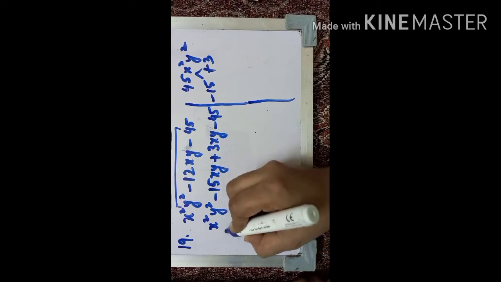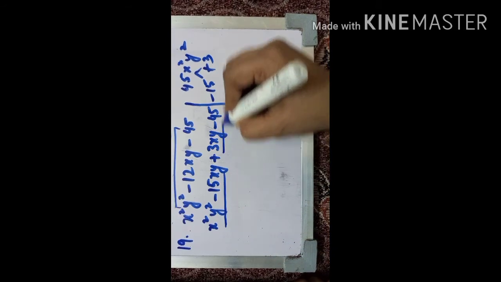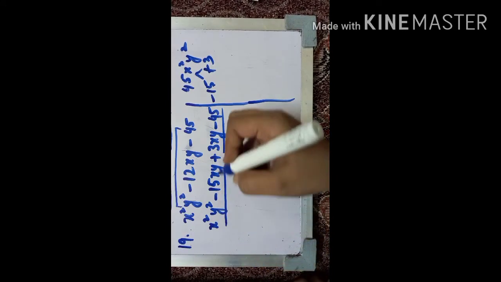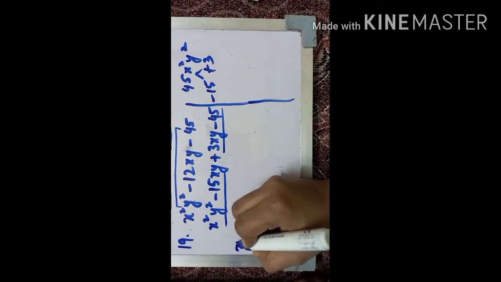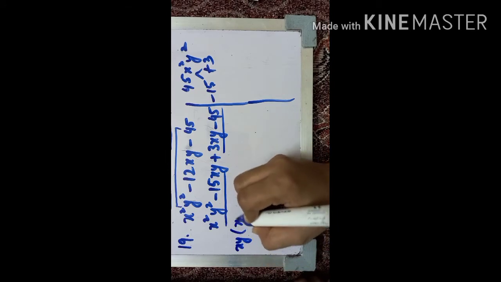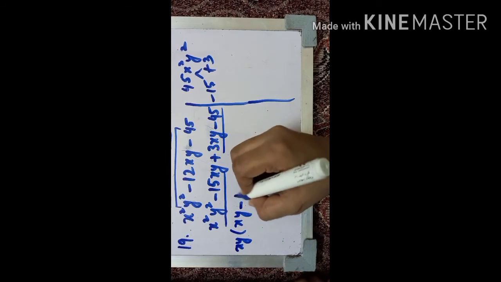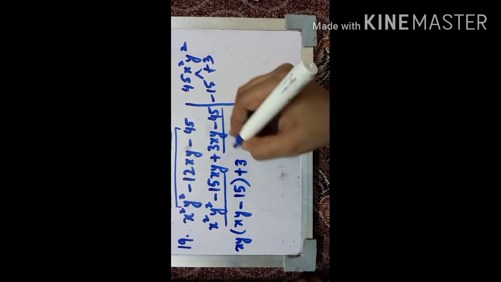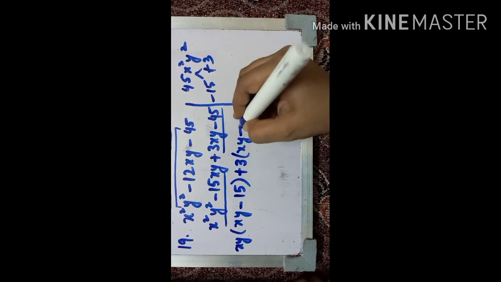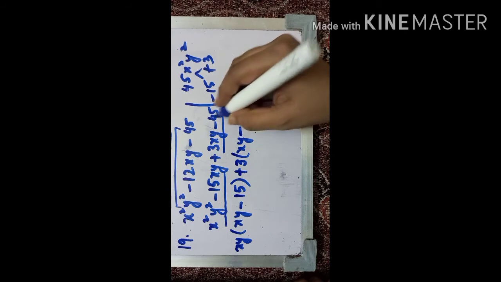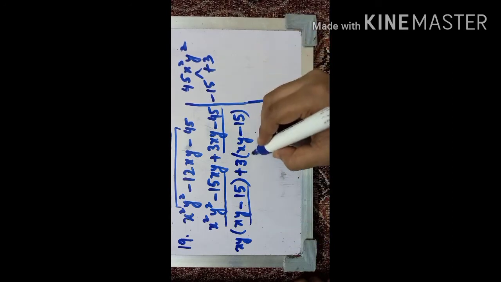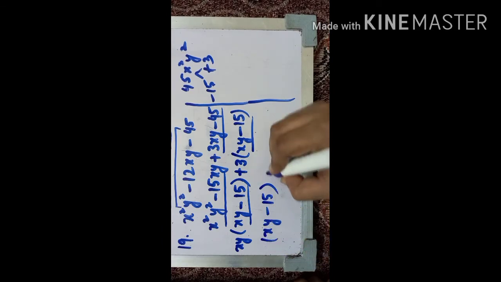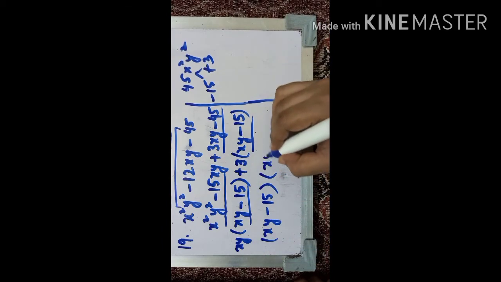So here in these two terms 3 and 45 is there, here 15 you can take. So here xy you can take common, and then again xy will be remaining, minus 15, then plus here 3 you can take common, xy, then minus 3 into 15 will be 45. So this xy minus 15, then xy plus 3.